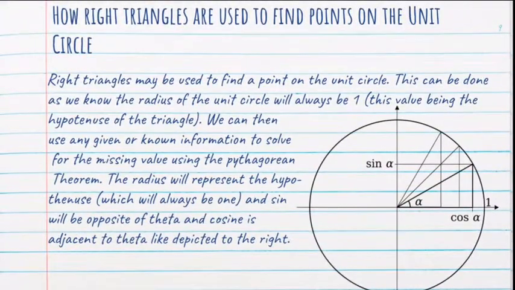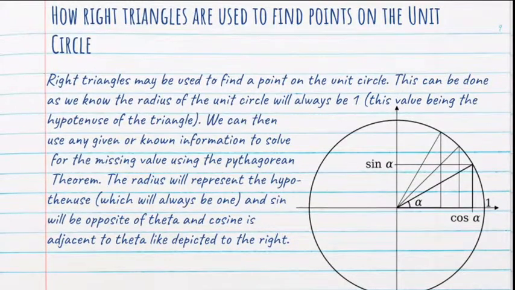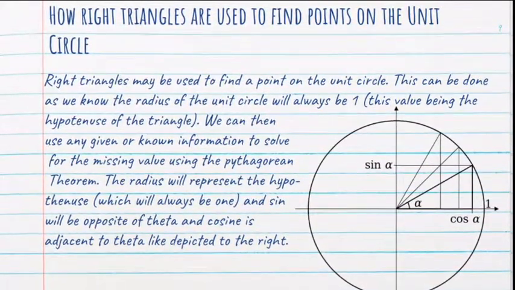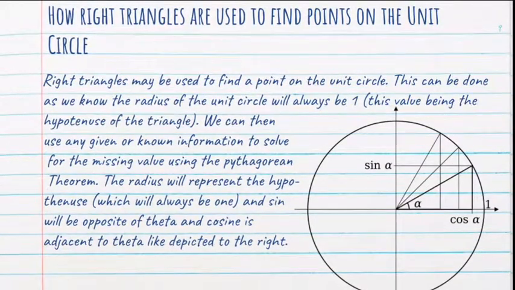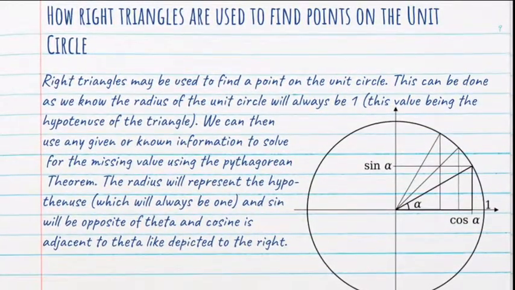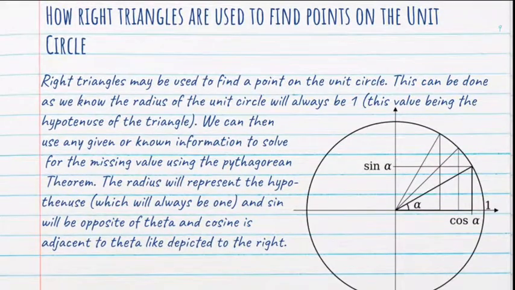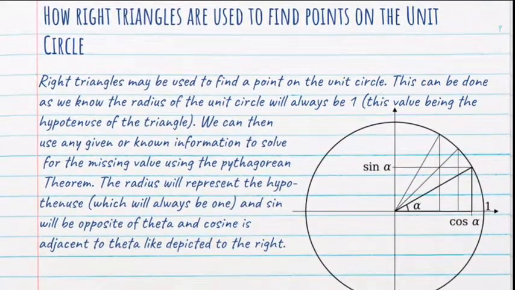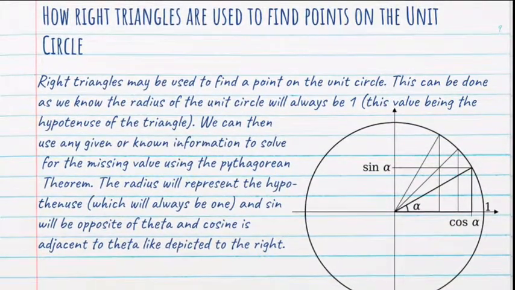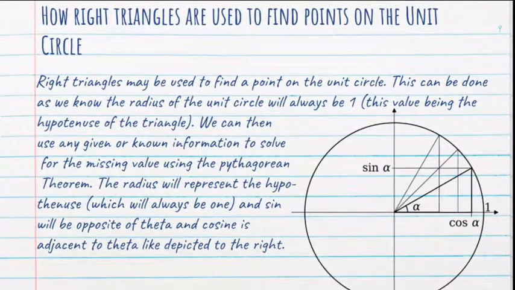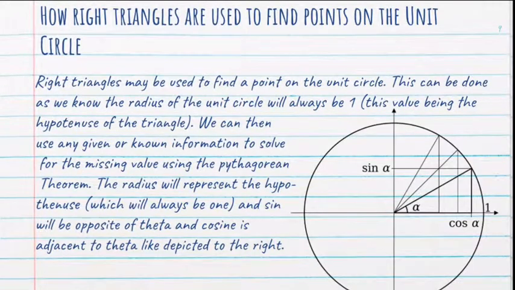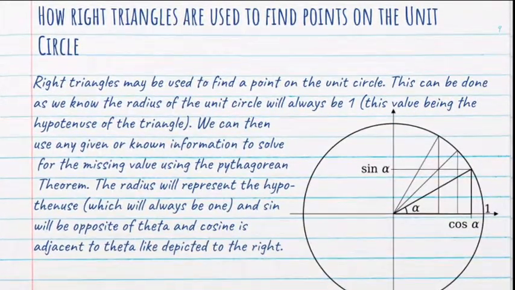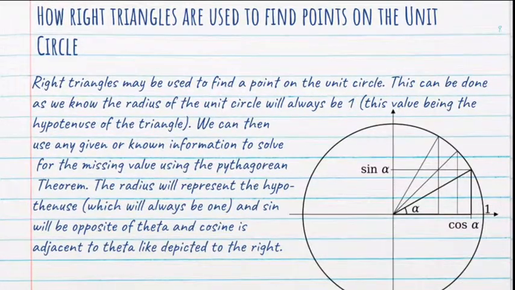How right triangles are used to find the points on the unit circle. Right triangles may be used to find a point on the unit circle. This can be done as we know the radius of the unit circle will always be 1, this value being the hypotenuse of the triangle. We can then use any given or known information to solve for the missing value using the Pythagorean theorem. The radius will represent the hypotenuse, which will always be 1, and sine will be opposite of theta, and cosine is adjacent to theta, like depicted to the right.